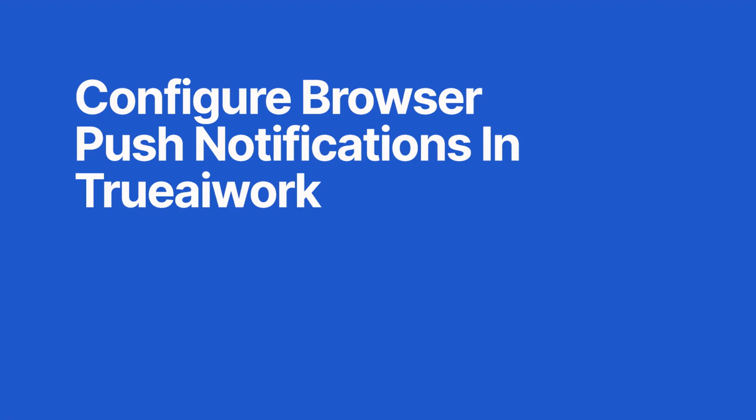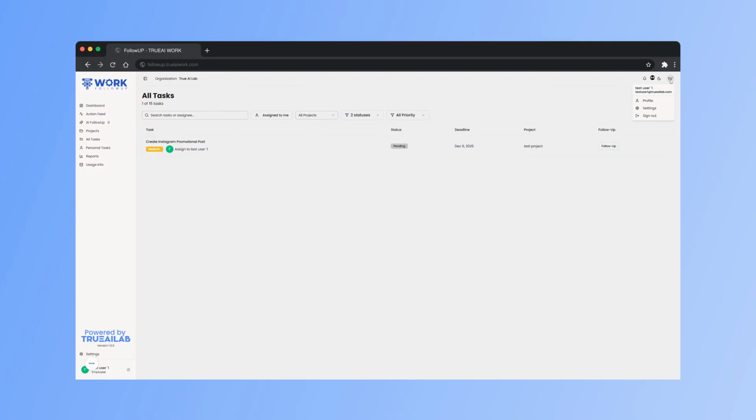This procedure outlines the steps to configure notification settings accessed via the bell icon in Trueaiwork. It ensures consistent setup of browser push notifications for effective user alerts.